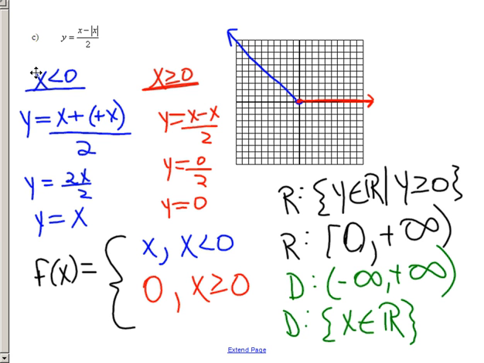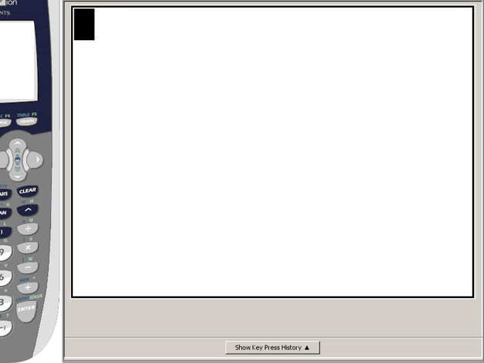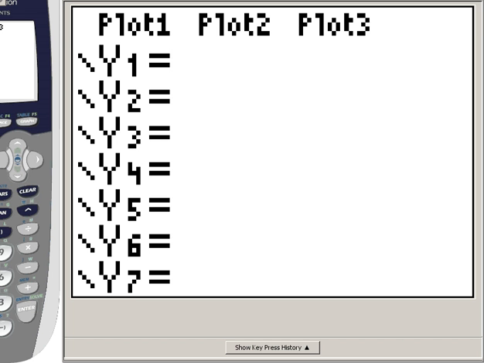Let's take a peek at this. How would we type this into our graphing calculator, just so that you have an idea how it's going to work? If we wanted to type this in, here's what it would look like. We would say y equals, which is this point right here. And we're going to type in x, and then we're going to subtract the absolute value of x.